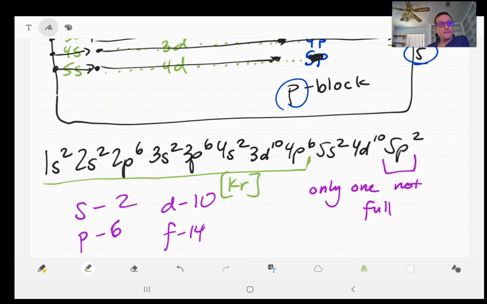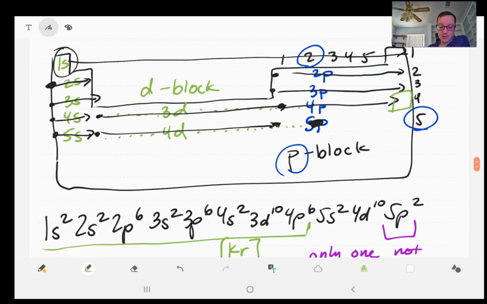All right. So that's how we use the periodic table to determine the electron configuration. We need to find out where we are ending, and then we just need to remember which orbitals correspond with which rows on the periodic table. And that's how we would do that. Okay?